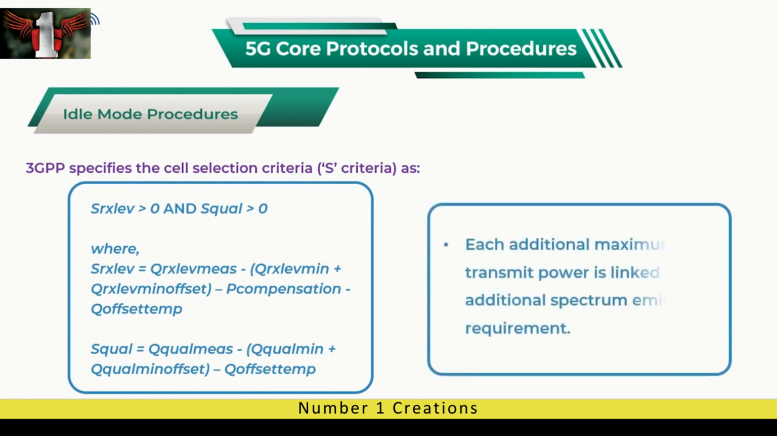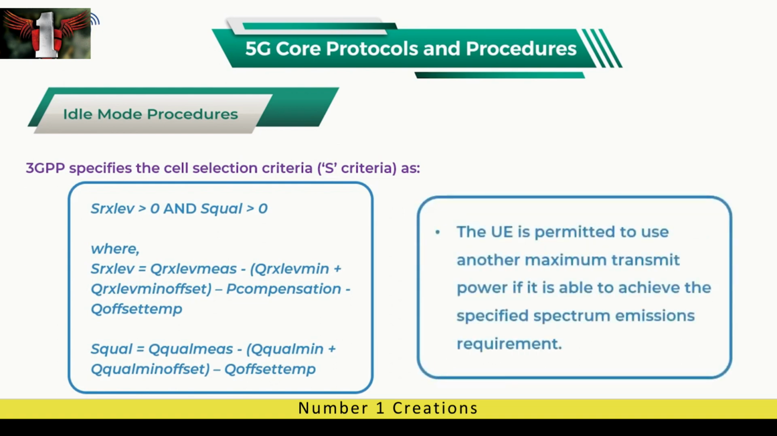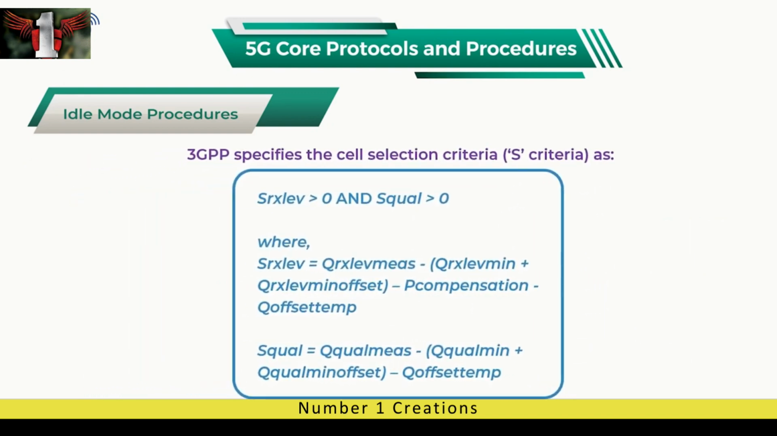Each additional maximum UE transmit power is linked to an additional spectrum emissions requirement. That is, the UE is permitted to use another maximum transmit power if it is able to achieve the specified spectrum emission requirement. The UE selects the first pair of values within the list which are supported and sets PEMAX2 equal to the corresponding additional maximum UE transmit power.